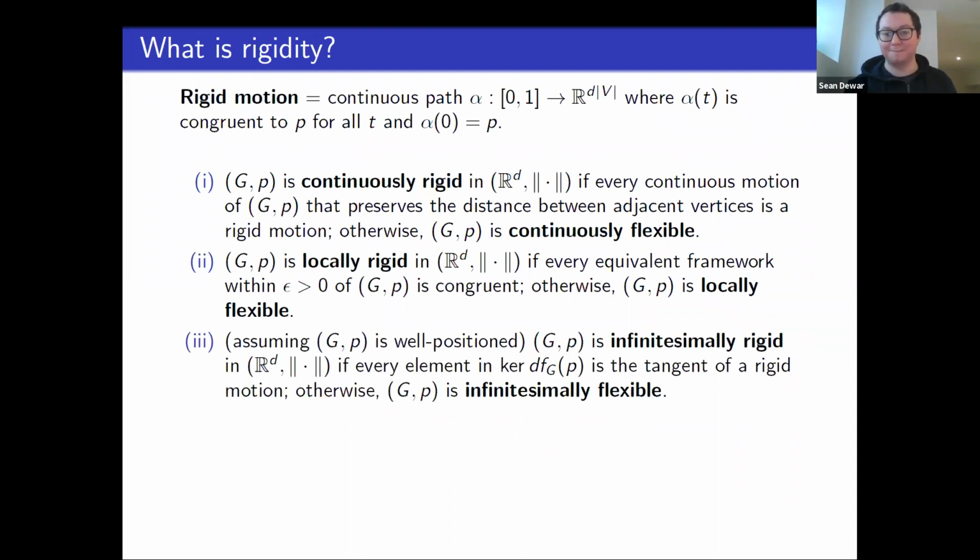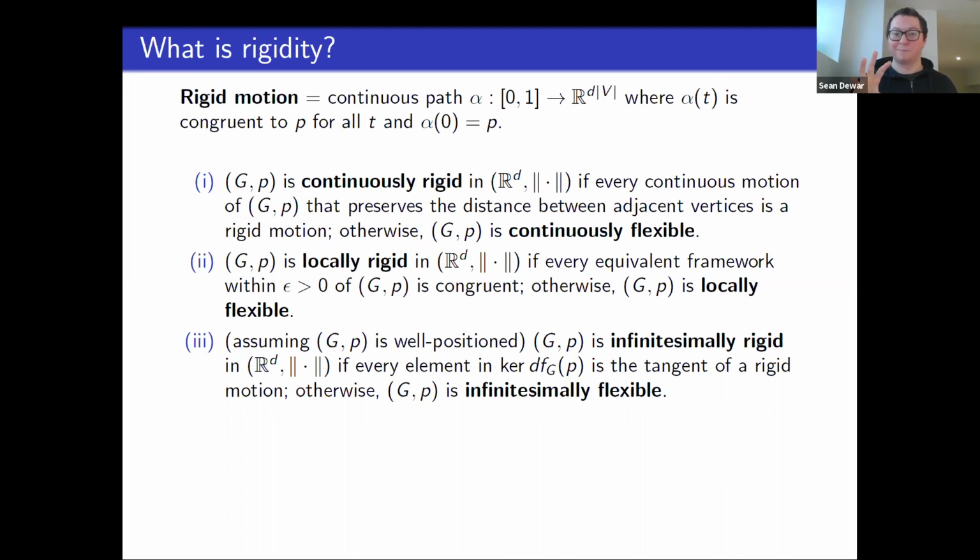The last one, this is one we're going to be focusing on a lot more later on, is infinitesimal rigidity, because this one gives you a lot more of what you can say about the combinatorics of the graph, basically. So we're going to say it's infinitesimally rigid if every element in the kernel of the Jacobian of the rigidity map, so in the kernel of the rigidity matrix, is going to be a tangent to a rigid motion.